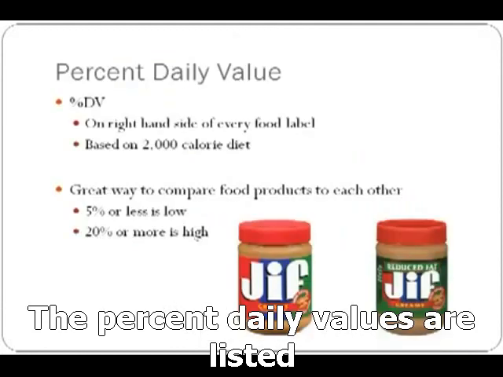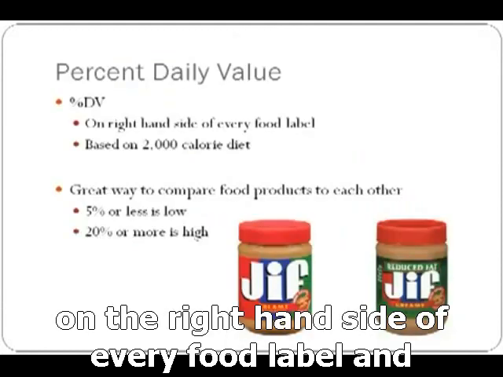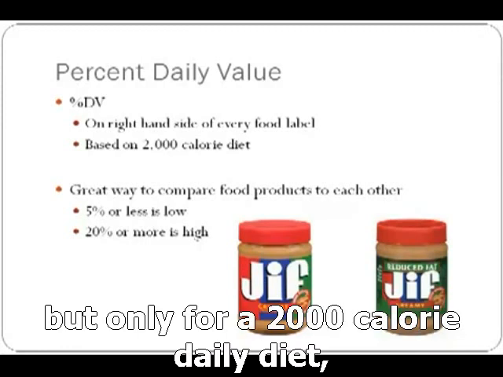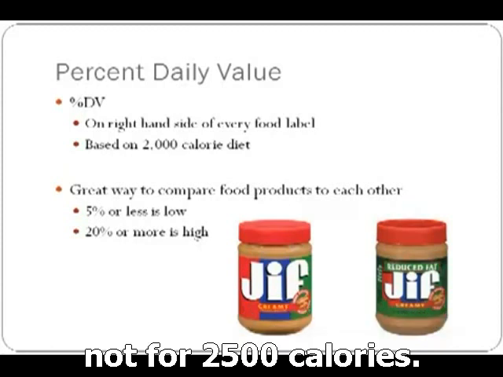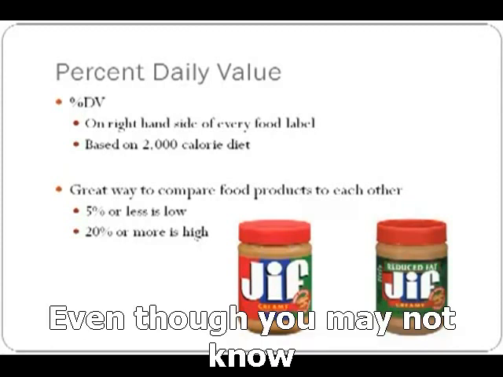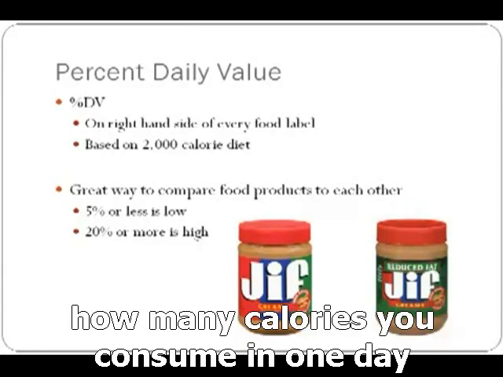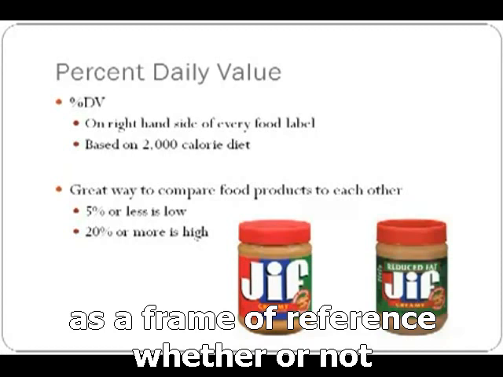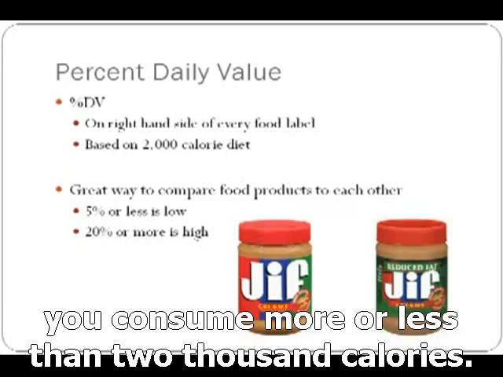The percent daily values are listed on the right-hand side of every food label and are based on recommendations for key nutrients, but only for a 2,000 calorie daily diet, not for 2,500 calories. Even though you may not know how many calories you consume in one day, you can still use the percent daily value as a frame of reference, whether or not you consume more or less than 2,000 calories.